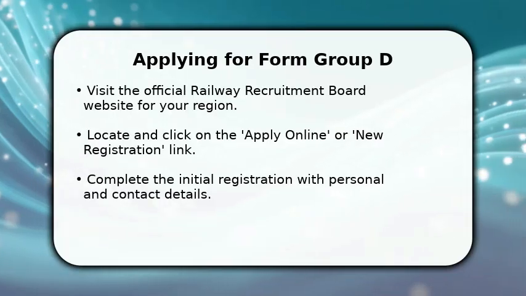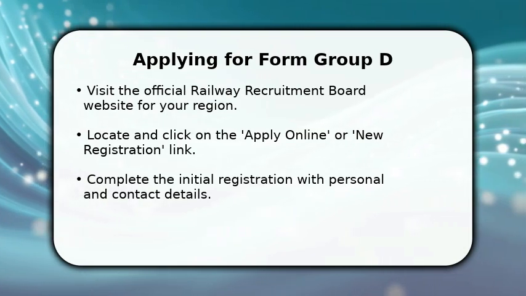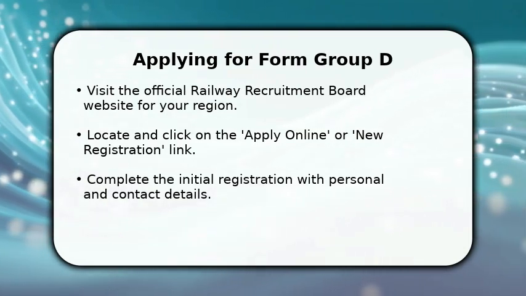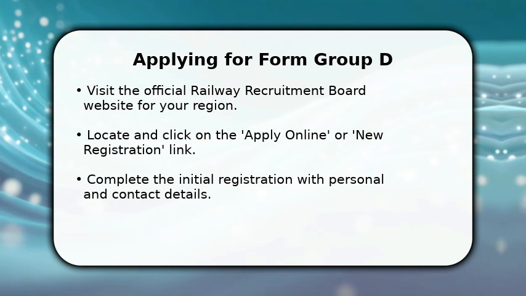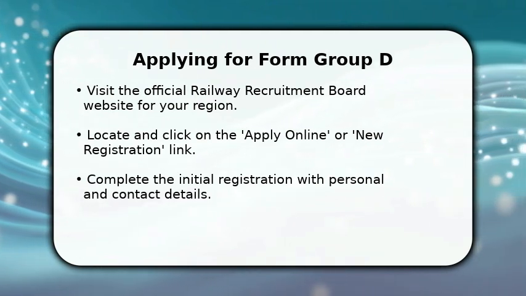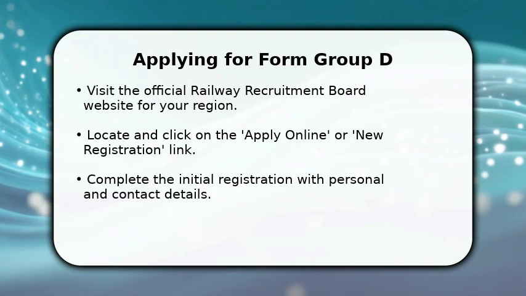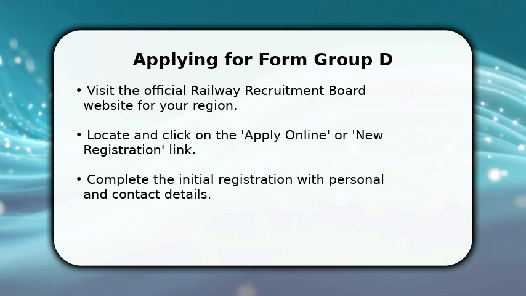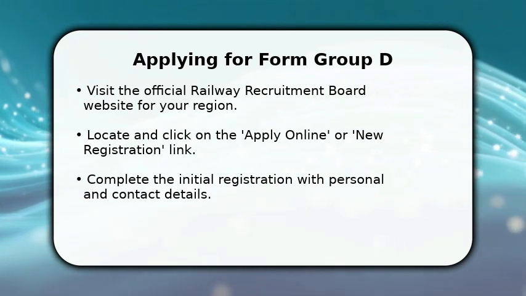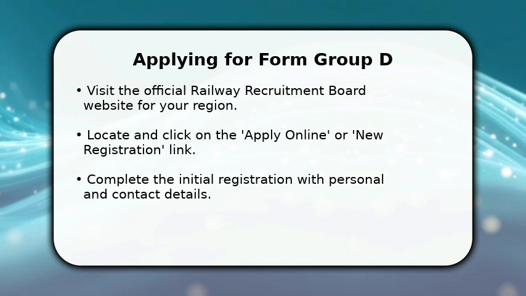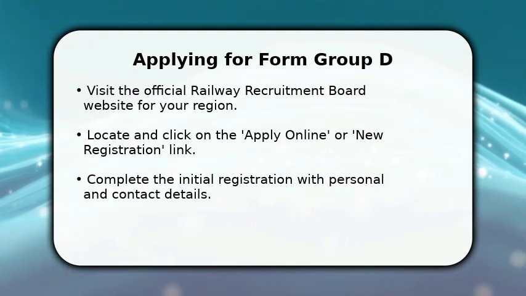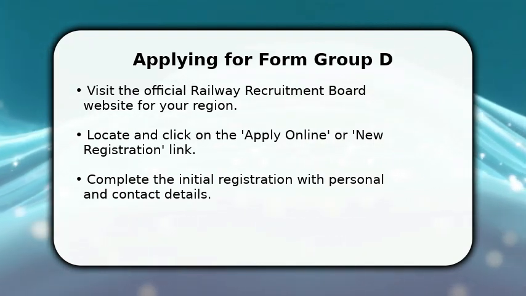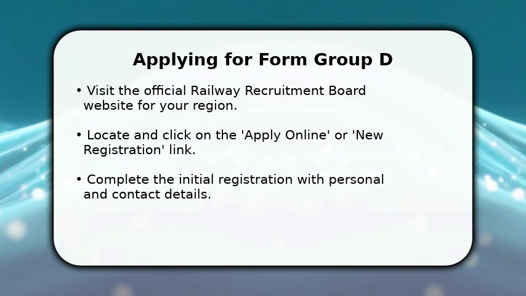In this video, I will explain how to apply Form Group D. First, you need to visit the official Railway Recruitment Board website for your specific region. Once there, find and click on the Apply Online or New Registration link to begin. You will then complete the initial registration by providing essential personal and contact information, ensuring all details are accurate for a smooth start to your application journey.